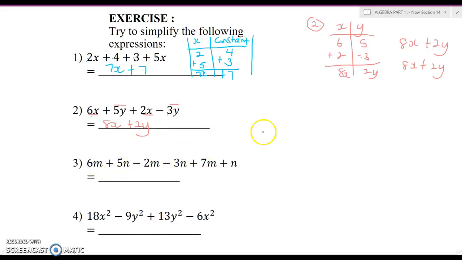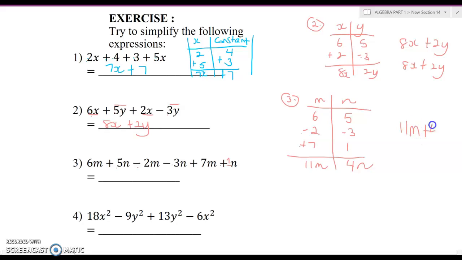Alright, next one. So here we could do number 3 here. We have m and n. So now here we have 6m, so 6, plus 5n, so that's 5n there, minus 2m, so minus 2, minus 3n, so minus 3, plus 7m, plus n. Remember, plus n means that's the same as 1n, right? So 1. And let's just work it out there. So 6 minus 2 is 4, and then 4 plus 7 is 11, so 11m. 5 take away 3 is 2, and 2 plus 1 is 3. So you get 11m plus 3n.